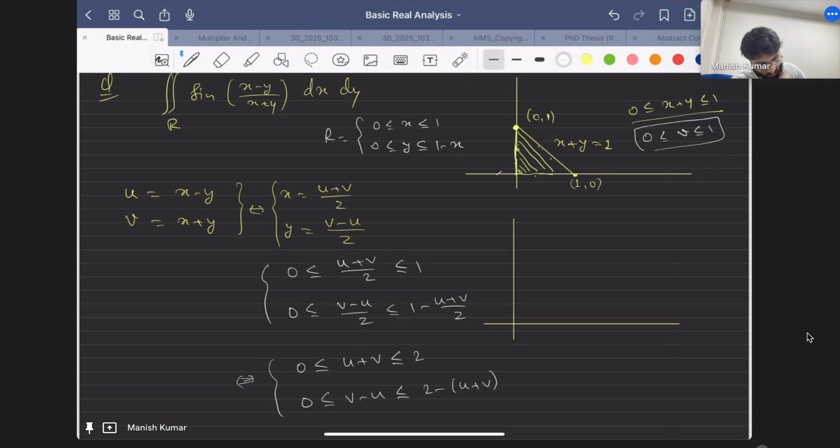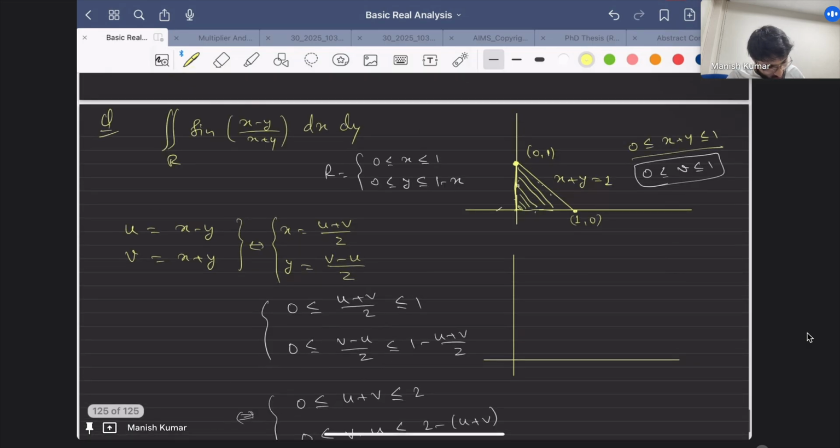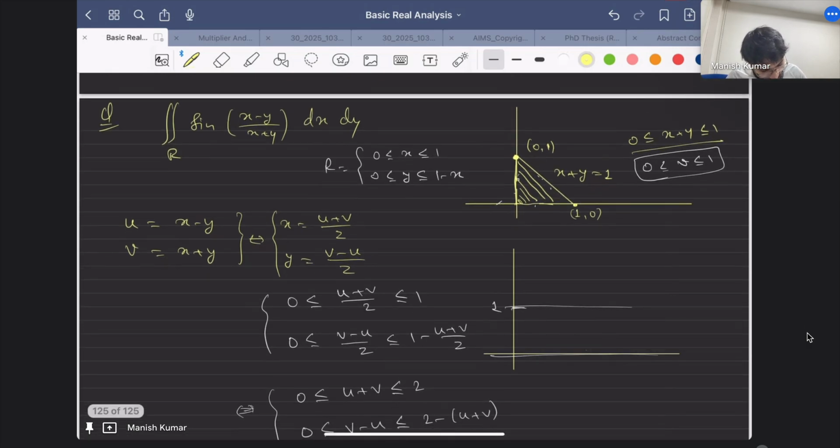Now for the other one, let's see how x minus y behaves. So v is 1, so this is where the v will be lying. Okay, now let's come to the second thing. So x minus y is this kind of line, right? This is my x minus y kind of line, I mean x minus y equals 0.